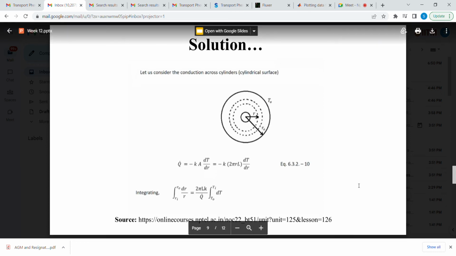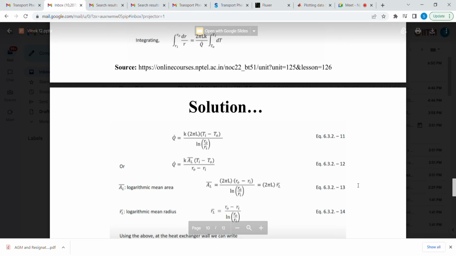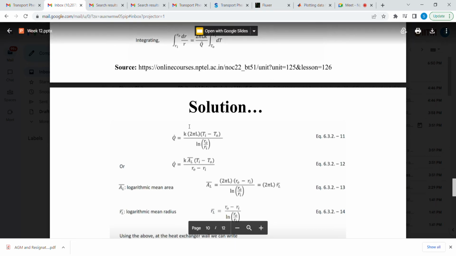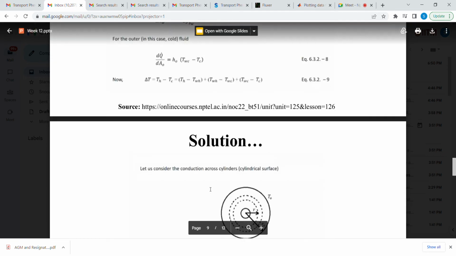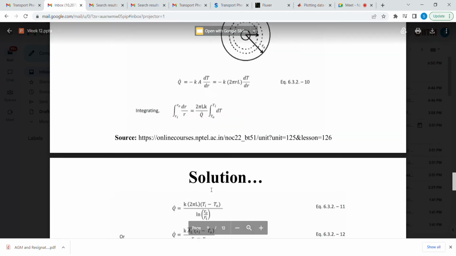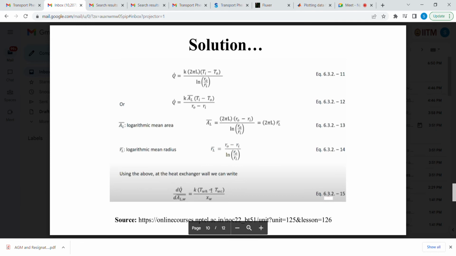Alright, let's move on. When you integrate this, you will get this. Now what we are going to do is change this into the logarithmic mean area. So why do we do that? Go look at the lecture. The answer lies somewhere here. You look at the lecture, you'll get it.